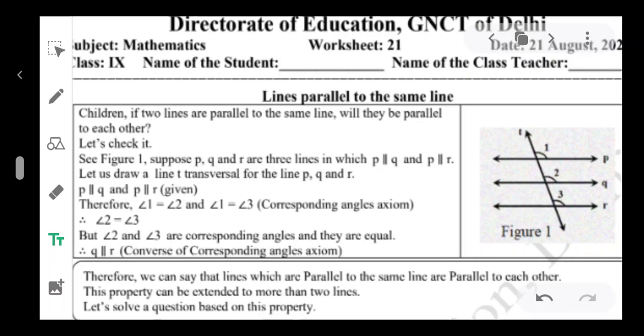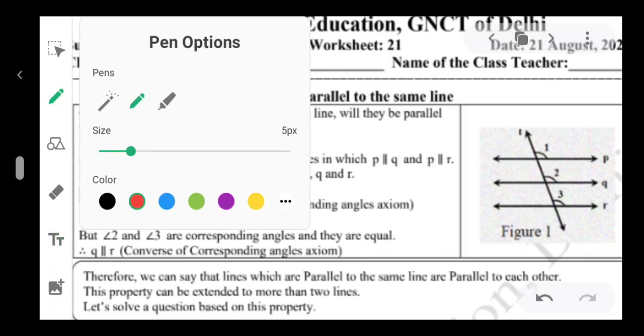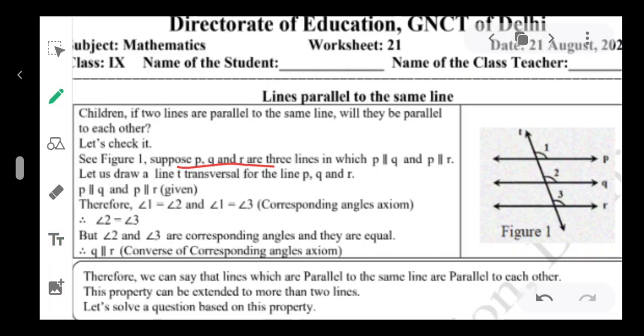Suppose P, Q and R are the three lines. P parallel to Q and P parallel to R. Let us draw a transversal line for P, Q and R. This is the transversal line.